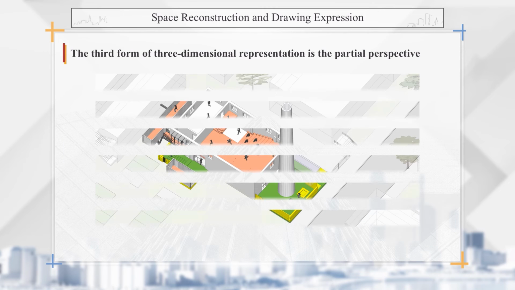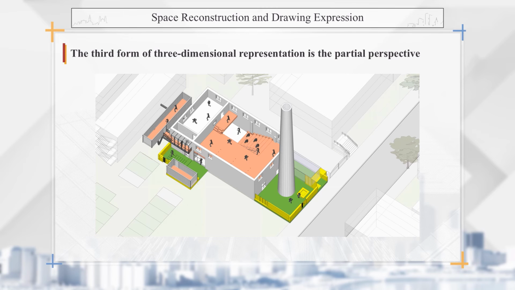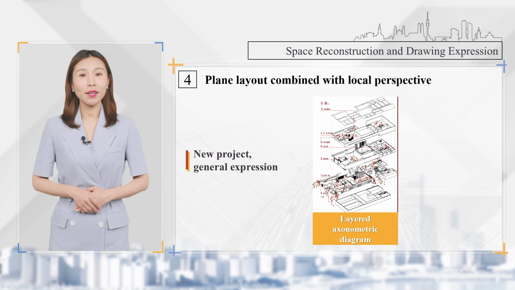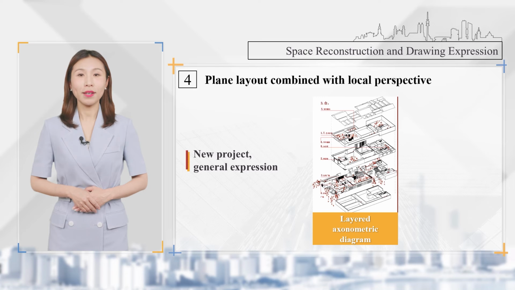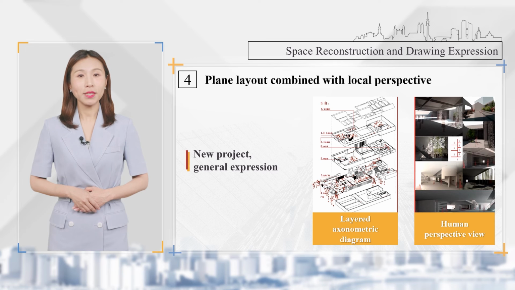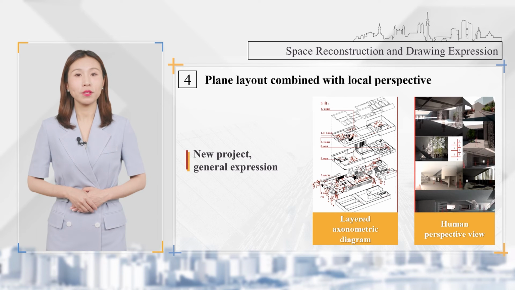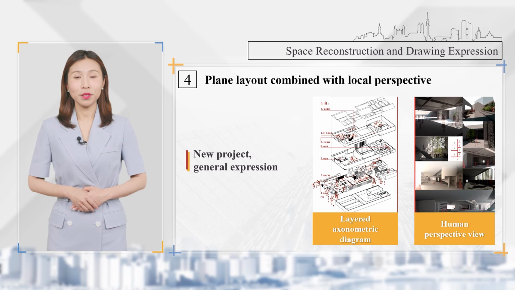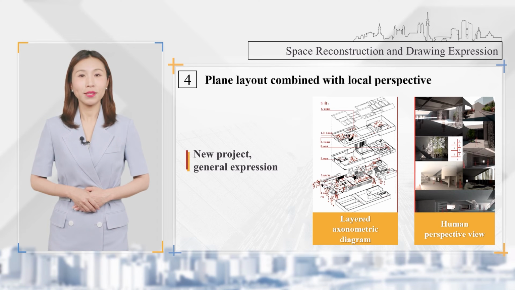The third form of three-dimensional representation is the partial perspective. Let's take a museum case we have studied before as an example. Draw a layered axonometric drawing on the left and number the important spaces from the first floor to the top floor, with a perspective view from a human viewpoint on the right. So even if you haven't been to the building, you can still have an immersive feeling with the drawings.